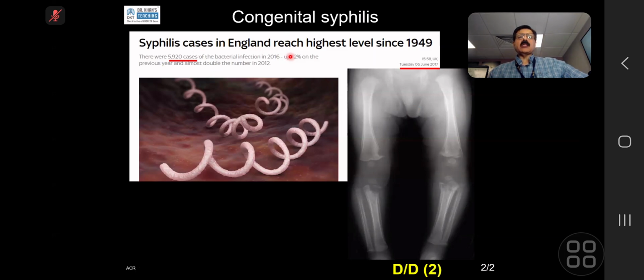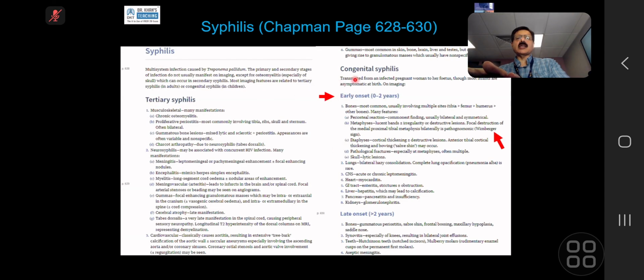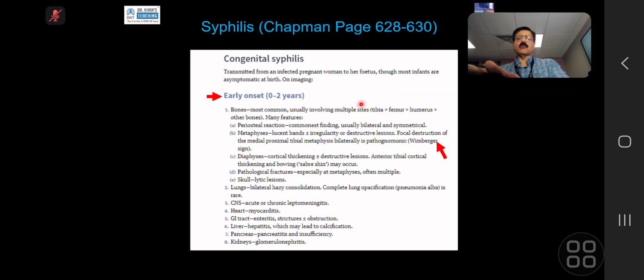You see this, people think that congenital syphilis you will not see in UK. No, you will see it in UK. This is 2017, by the way, quite old, but it says 5920 cases of bacterial infection, up 12% from 2010. And this is from your book. Syphilis is divided into tertiary syphilis and congenital syphilis. So I am not reading from here, but I just want to highlight this, that congenital syphilis, this is the same page, a bit of a blow up.